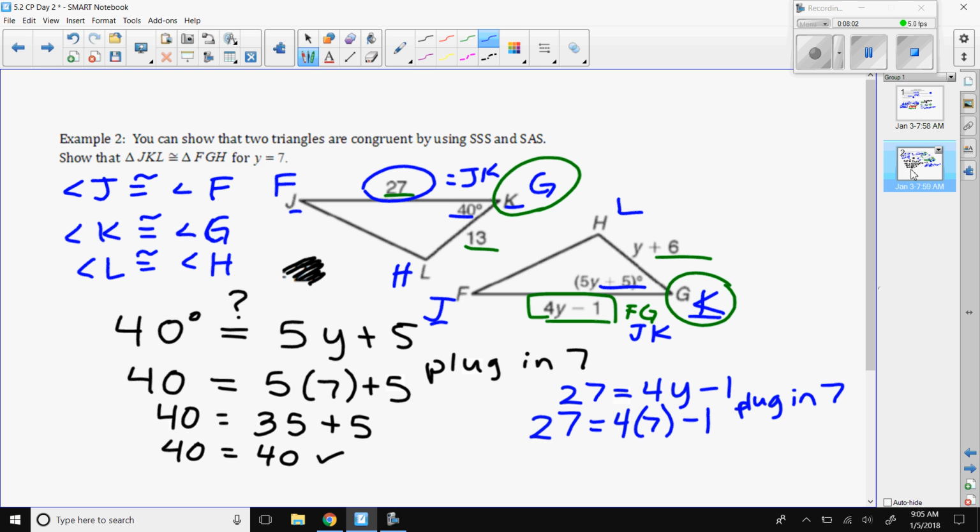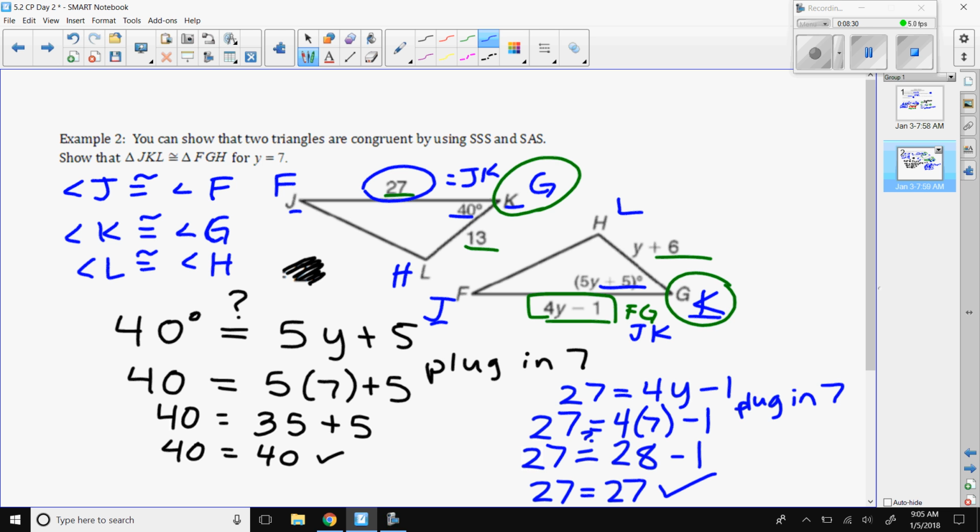27 equals 4 times 7 minus 1. So I use the letters that I had, and now I'm plugging in. I know FG is going to equal JK. So I have 27 equals 4y minus 1. I plug in 7, and then I have 27. Is this going to equal 27? 4 times 7 is 28 minus 1. So 27 equals 27. And we're all set. Sorry about the bell. This is all going to be correct.